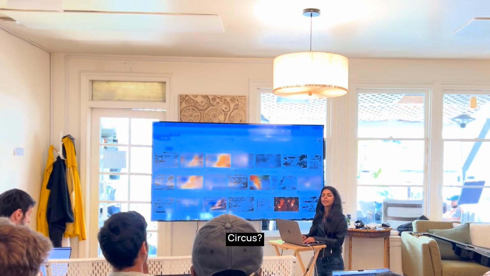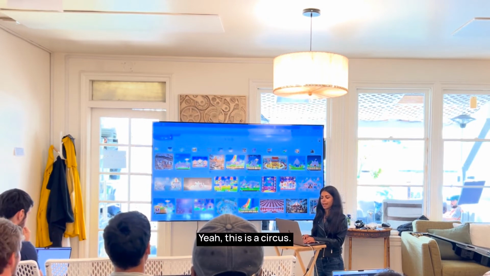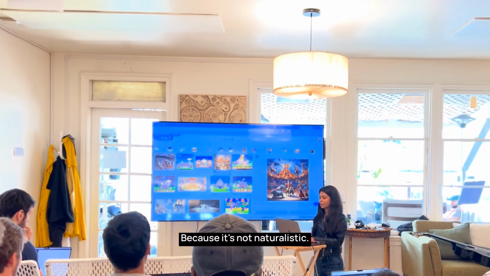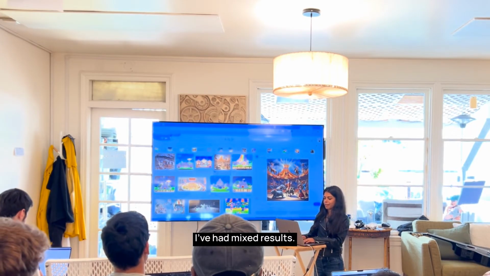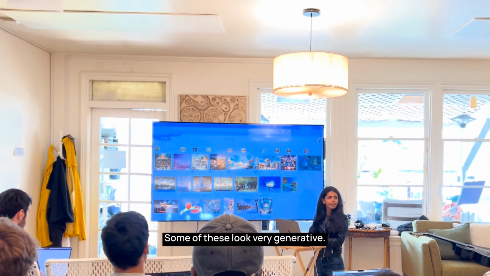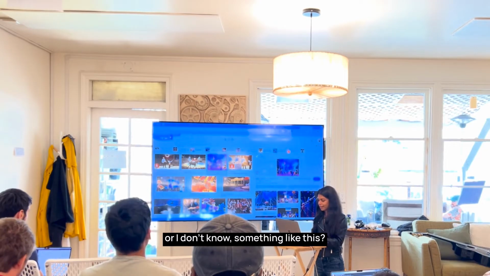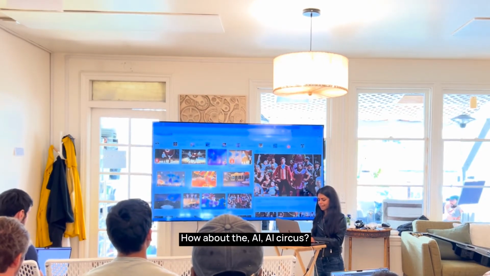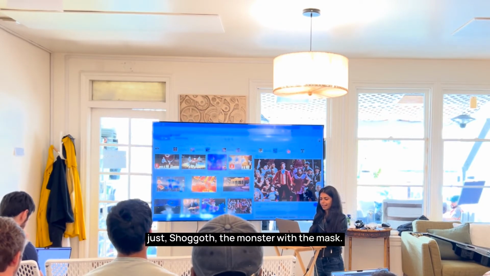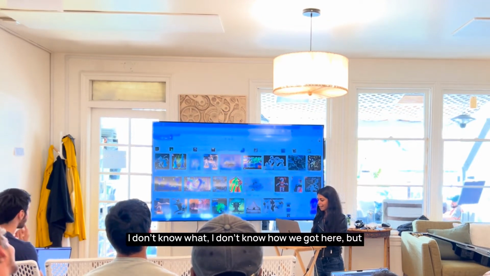Circus scene? Yeah. A circus scene or a specific circus? Yeah, this. All right, I'm curious what this is, especially because this is out of distribution since it's not naturalistic. Maybe it'll work, maybe it won't. I've had mixed results. It's trained on naturalistic data, but sometimes it gets artificial data. These look very generic. Yeah, okay, maybe something like this will work. How about Shoggoth? AI circus? Shoggoth, the monster with the mask. Yeah. Okay.